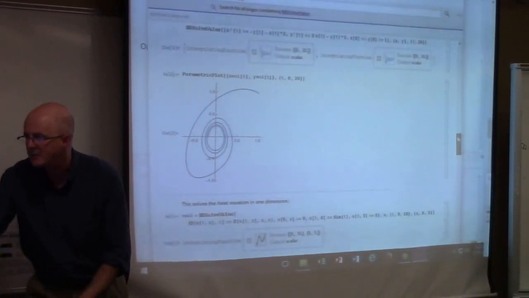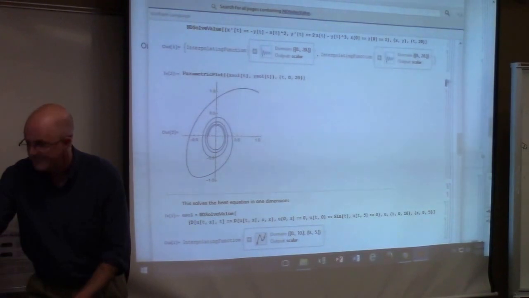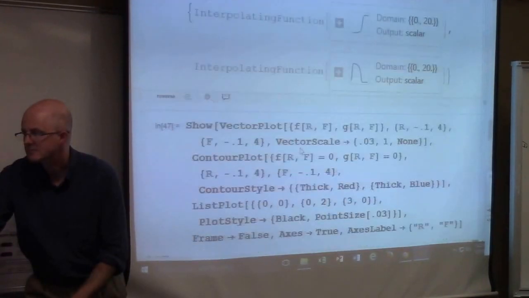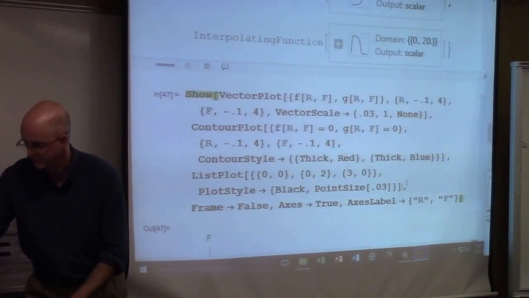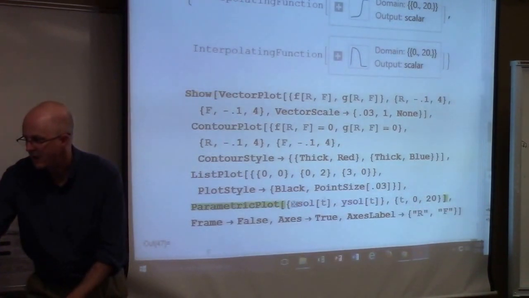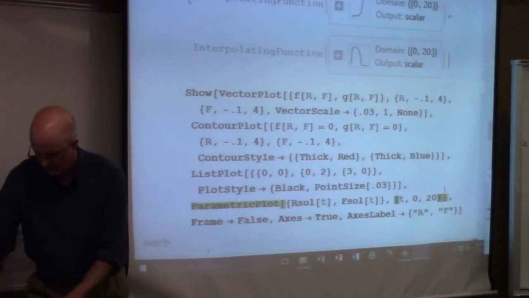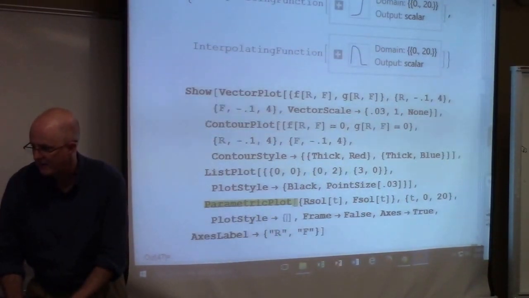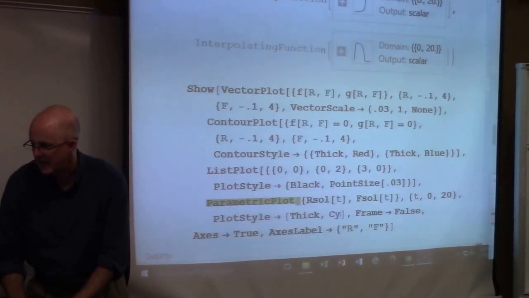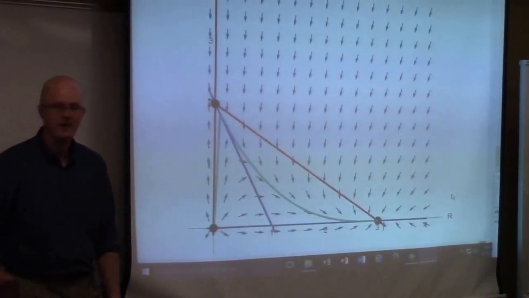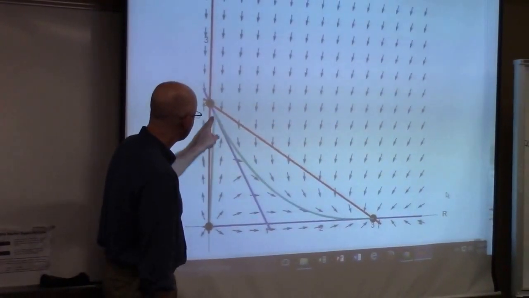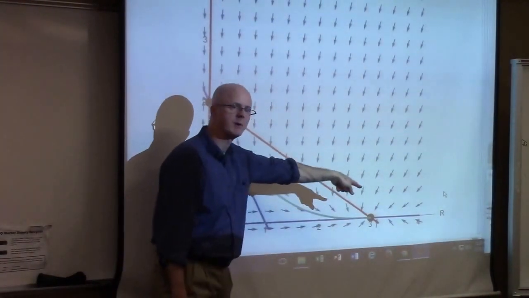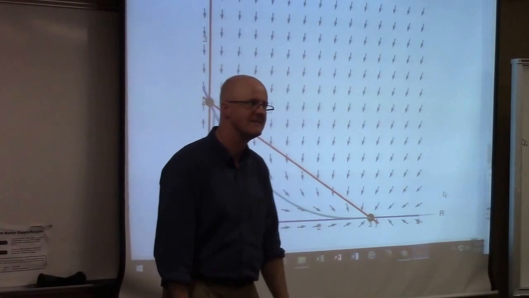Let's see. Yeah, you can do a parametric plot. In here, I can add the parametric plot for RSol and FSol. There we go, almost done. Plot style. Oh, how about thick cyan? There we go. There's your solution. Heads up. It's got to cross the blue line horizontally. And you see from these other arrows, it's got to head down this way and it heads toward that equilibrium. Okay? Have a good day.